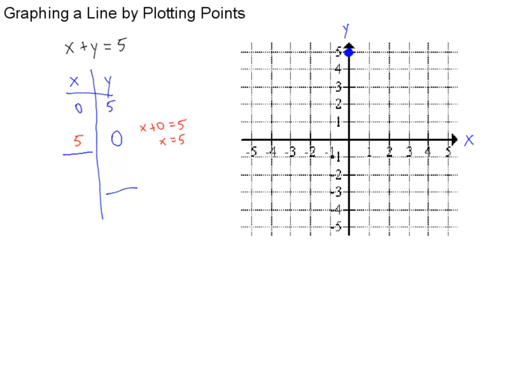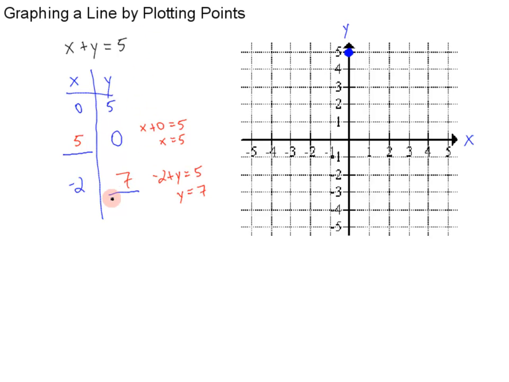If we choose something like negative 6 for x, then we get negative 6 plus y equals 5. Add 6 to both sides and we can see that y is 11. So we get another ordered pair. Now this ordered pair doesn't fit in this plane because it only goes 5 left, right, up, and down. So let's choose a different one. Let's choose an x of negative 2. We get negative 2 plus y equals 5. Adding 2 to both sides, we get y equals 7. And we get another ordered pair.